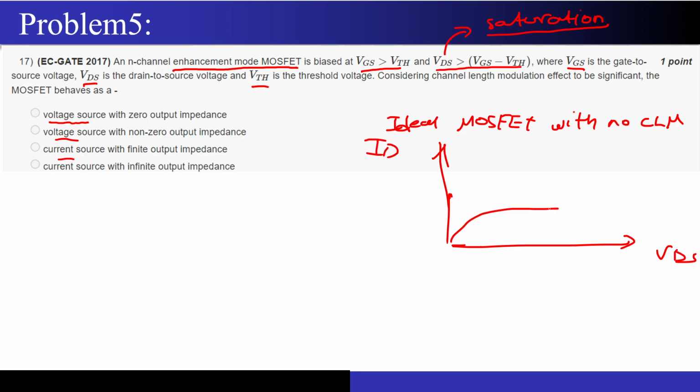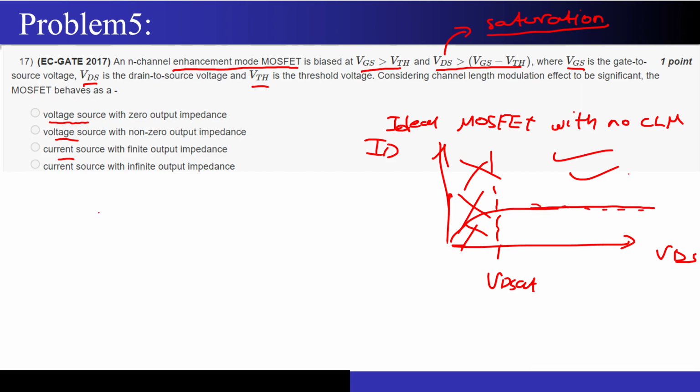It will look exactly constant after a certain point, right? Let's say this is my VD side, and if I look at this right side, don't look at this region, just look at this region. My ID is not changing even by changing the voltage.